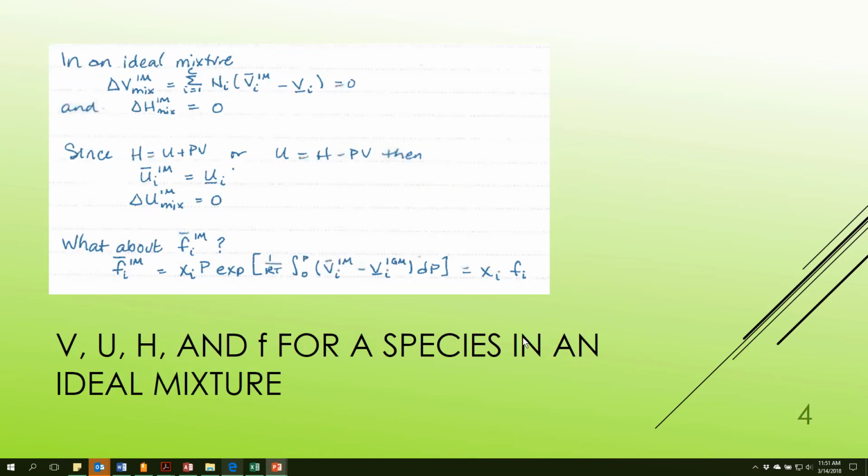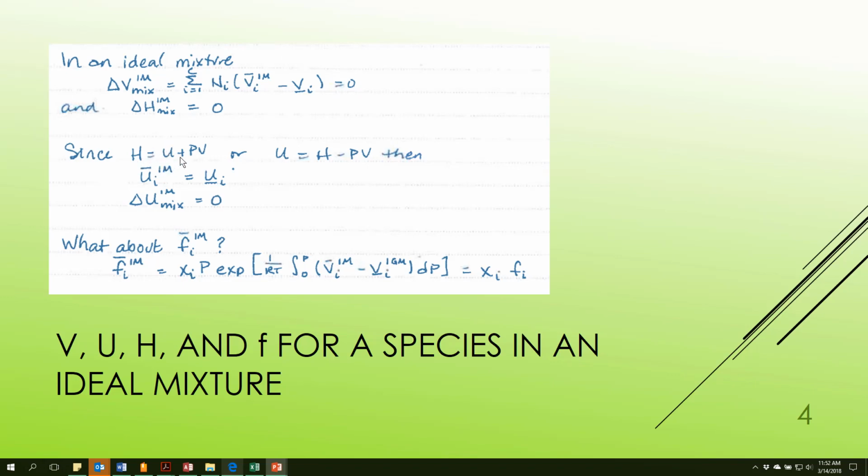So in an ideal mixture, if I looked at the delta V of mixing, that would simply be taking the partial molar volume of the species minus the molar volume for the species and adding that up for all species. In this case, we're doing it for an ideal mixture. And if it is an ideal mixture, this should go to 0 because V sub i bar is going to be equal to V sub i, just the molar volume. In a similar way, we're going to have that delta H of mixing is going to be 0.